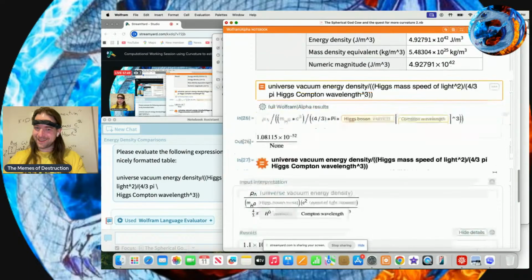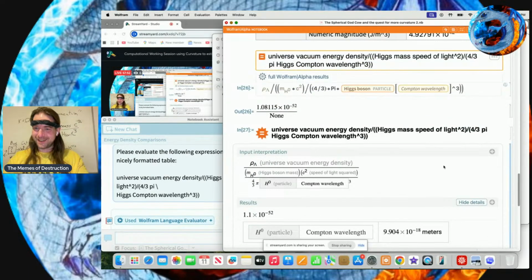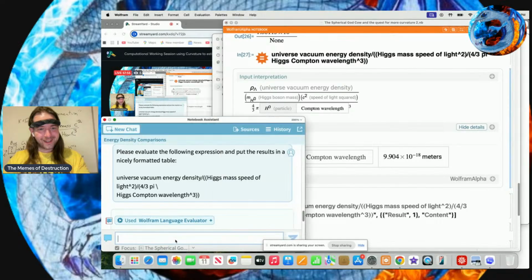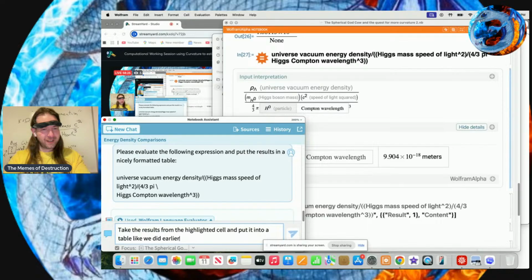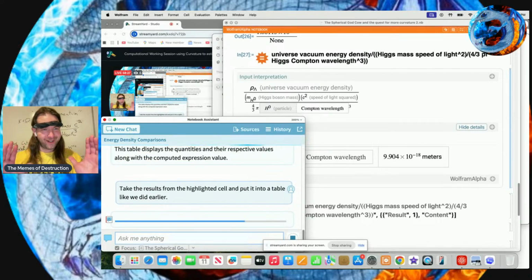Okay, so let's do this. Take the results from the highlighted cell and put it into a table like we did earlier. There we go. Very direct thing we're asking.